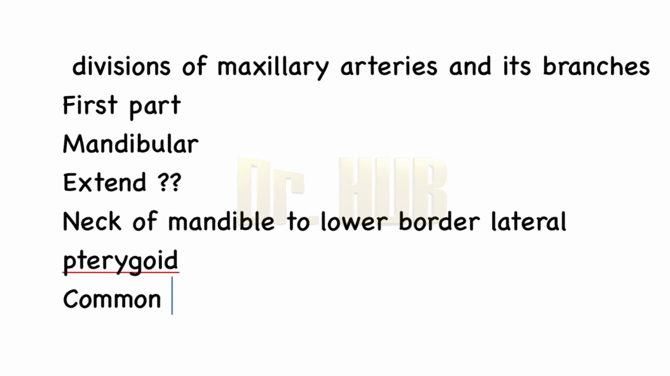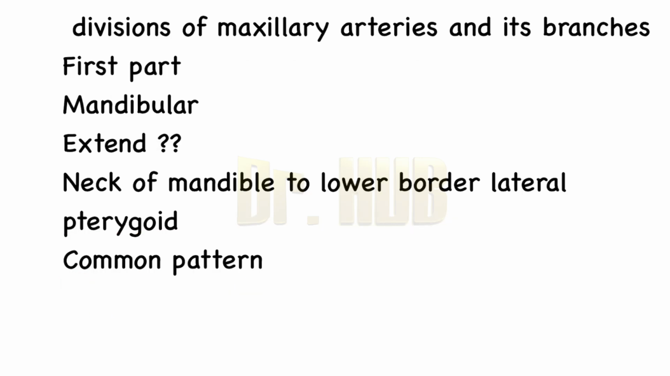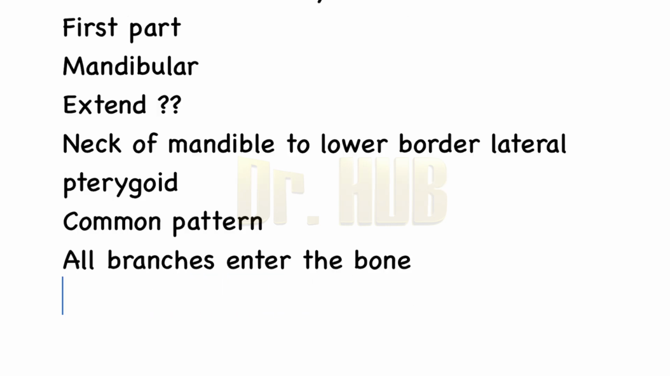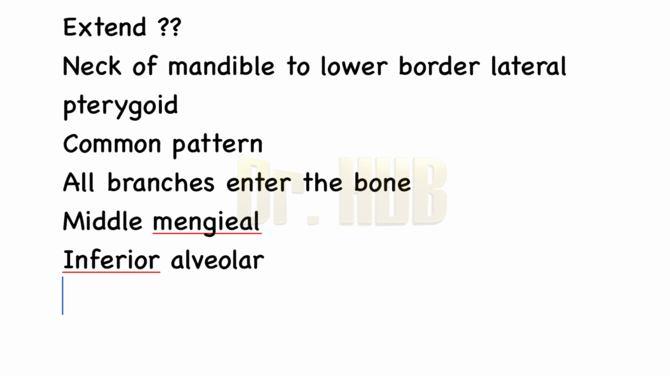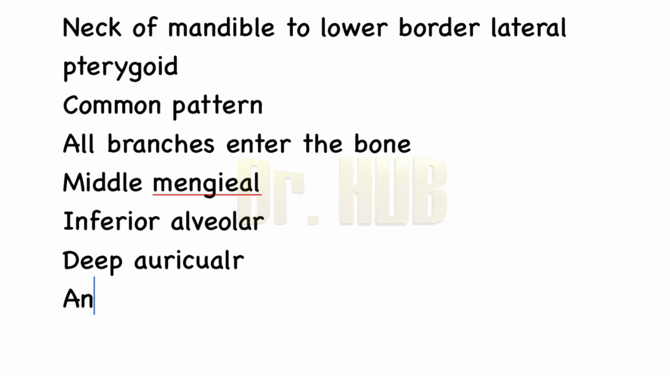Next is the common pattern. What will be the common pattern? It includes all branches from the part that enter the bone. The branches include the middle meningeal, the inferior alveolar, the deep auricular and the anterior tympanic arteries.